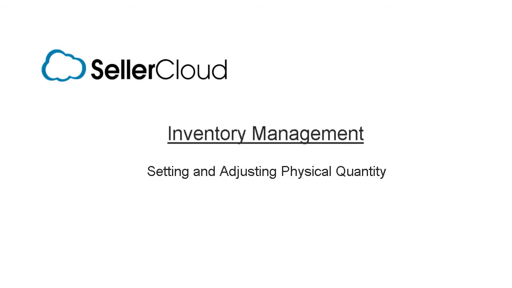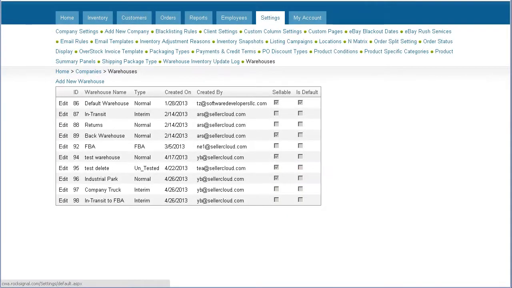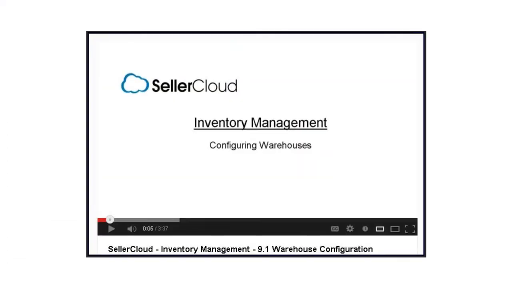In this tutorial, we'll look at setting the physical inventory and adjusting the inventory of individual products. When operating in multi-warehouse mode, you need to set up the warehouses in which you store the inventory before bringing it into your SellerCloud system. To learn how to set up your warehouses, please watch the warehouse configuration video.